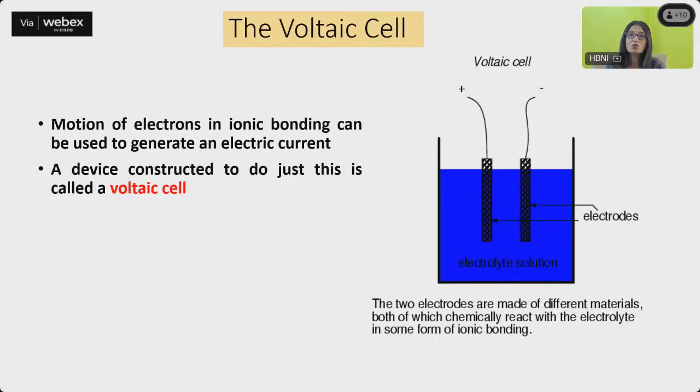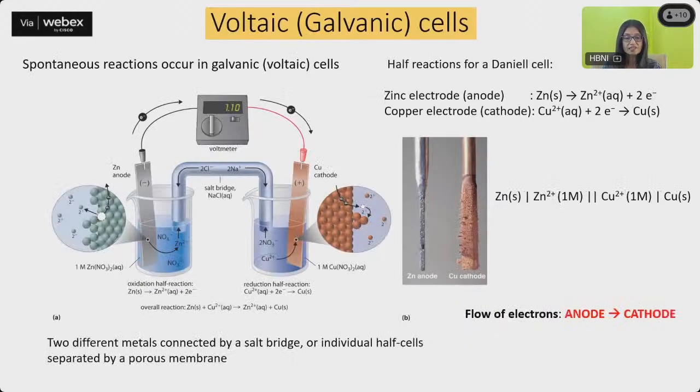Now coming to the very simple cell, I'm sure all of you have heard about it, because right at your 11th and 12th you have all read about the voltaic cell. The motion of electrons in ionic bonding is used to generate an electric current, and a device constructed to do this is nothing but a voltaic cell. So what do you have? Two electrodes made of different materials, both of which chemically react with the electrolyte in some form of ionic bonding. And at the end, you have some kind of charge movement over here, and this is nothing but a voltaic cell.